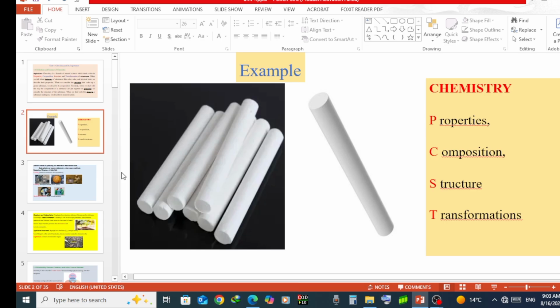Last time we have tried to see this as an example. The chemistry of chalk can be defined as the property of chalk, both the physical and chemical property, the composition of chalk, what is chalk made up of, the structure of chalk, how particles are arranged in a chalk, and transformation of chalk, where does this chalk come from, what it was called before being called chalk now. So these were the pointers that we have tried to discuss in our previous lesson.